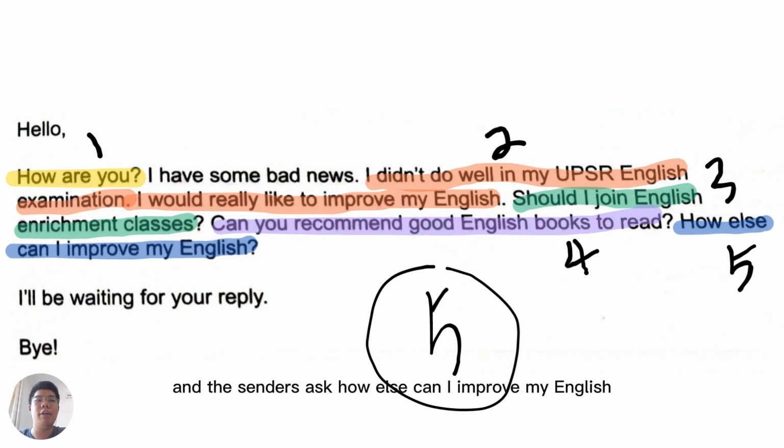And the sender also asks, how else can I improve my English? Now, this is very important, you should take note. How else means that you should state other ways besides joining English enrichment classes and reading English books. Do not repeat the same point so that you can score the content marks. So in this case, there are 5 requirements for you to answer, and you should fulfill all of them to score the full content marks.